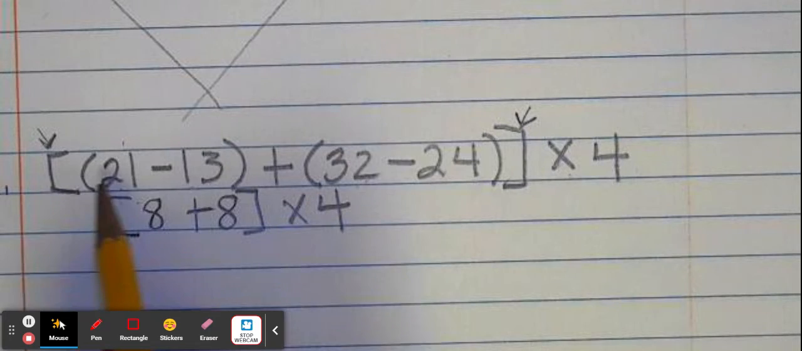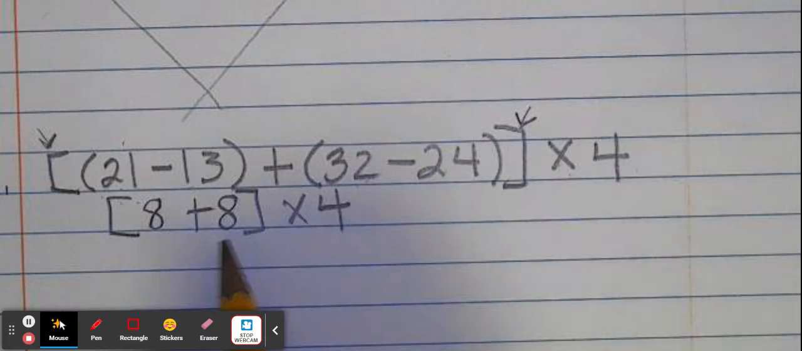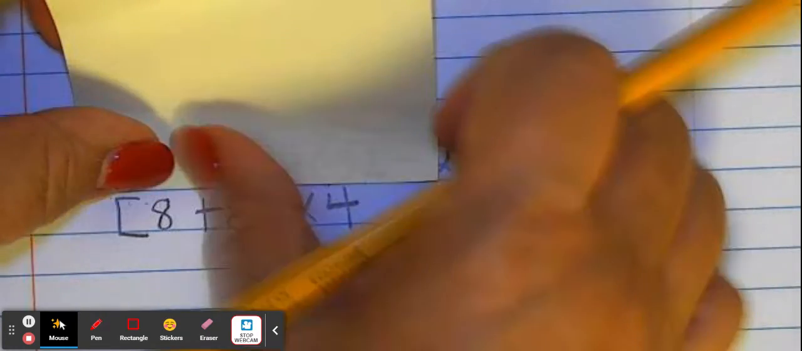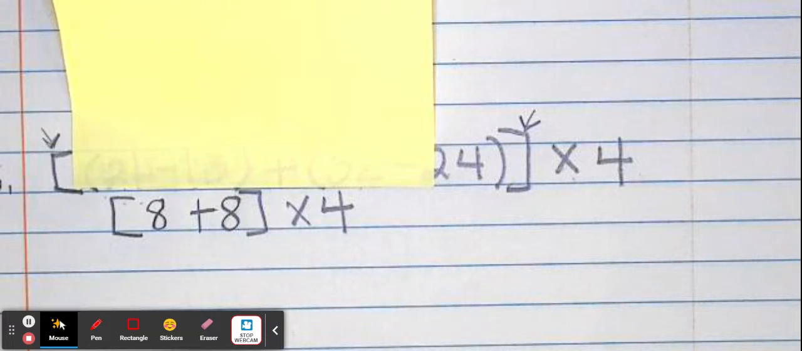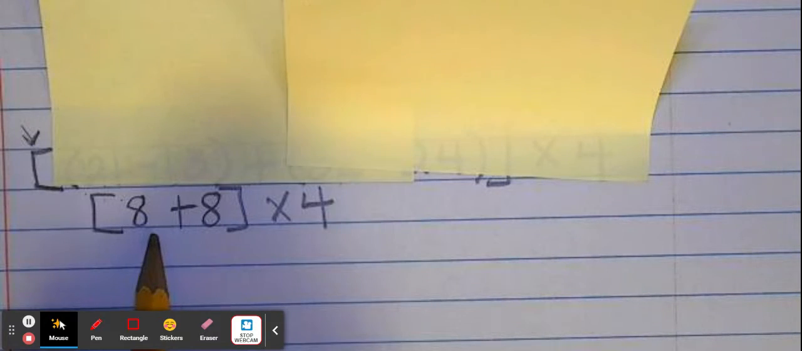I just took this long numerical expression and made it shorter. So now I can cover this part up. And I'm going to cover this section over here. And now I've simplified that long one to here. Going back to my PEMDAS, I have my brackets. So I still have to do everything in here. So what is 8 plus 8? Very good, it's 16. 16, bring down the times 4. And what is 16 times 4? Very good, it is 64.